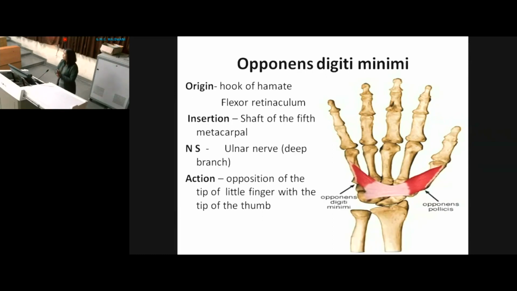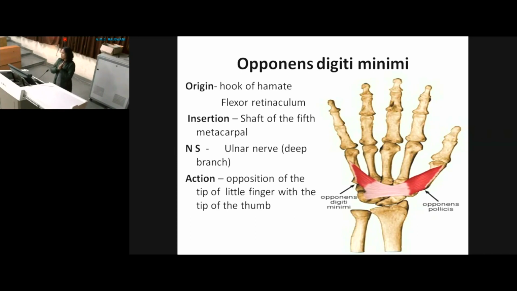Opponens digiti minimi, as with opponens pollicis, arises from the medial side of the flexor retinaculum and the hook of the hamate, the same origin. The insertion, like flexor pollicis brevis, is into the shaft of the metacarpal. Where was the opponens pollicis inserting? It was inserting on the first metacarpal, and this one inserts on the fifth metacarpal.